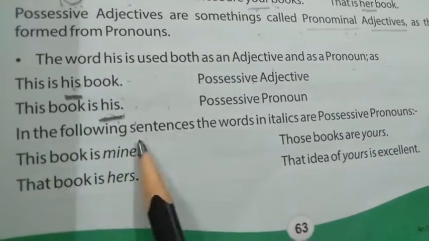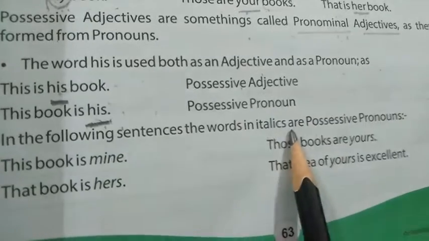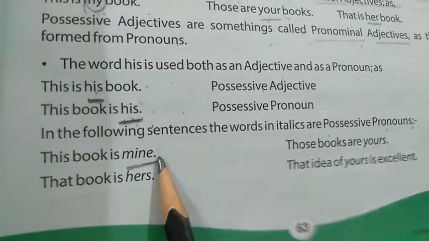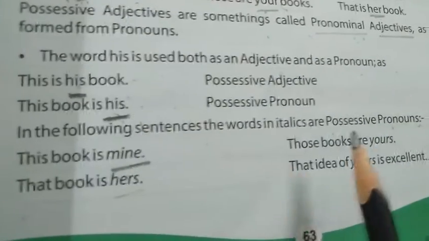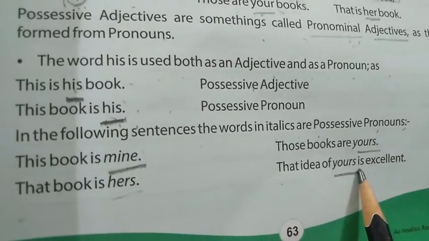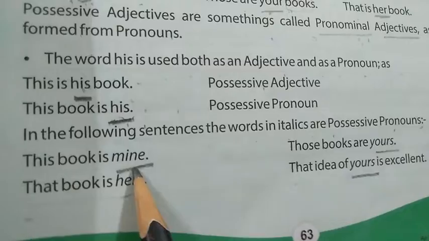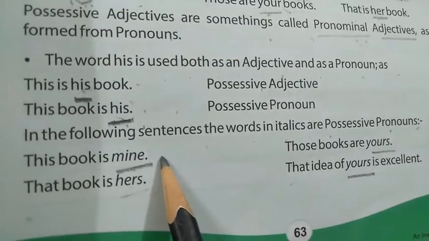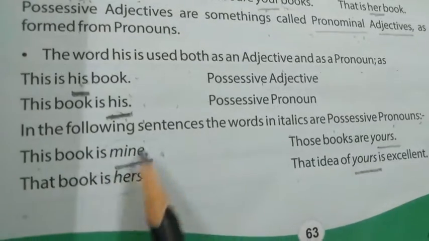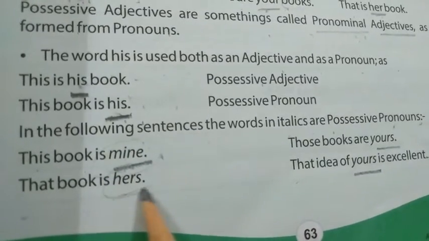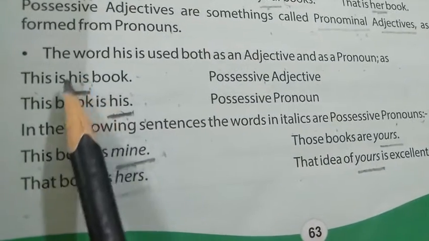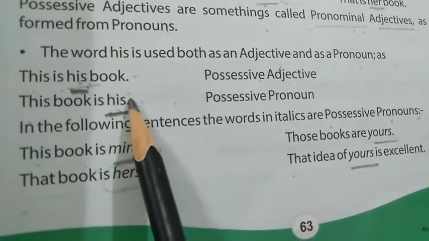Okay. Now in the following sentences, the words in italics are possessive pronouns, like this book is mine, that book is hers, those books are yours, that idea of yours is excellent. Now here no noun is there after these words. Okay. Now this book is mine, these words are used alone to show the possessions, so these are pronouns. Now in this case, this is his book, this is adjective, but this book is his, this is pronoun.